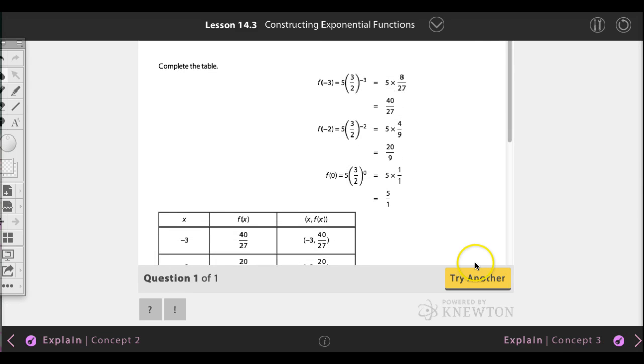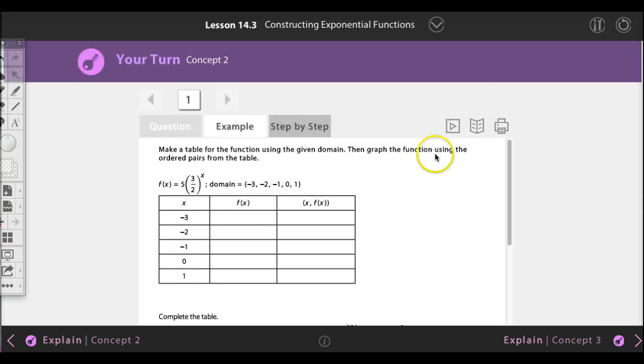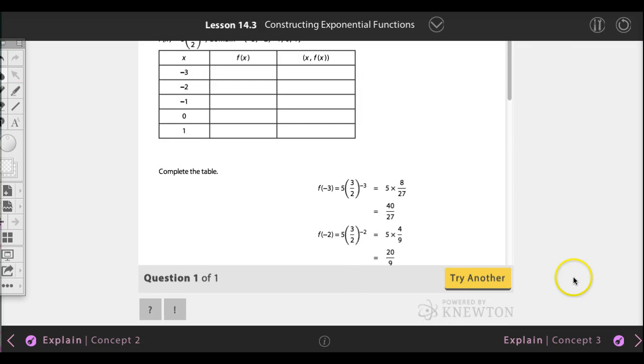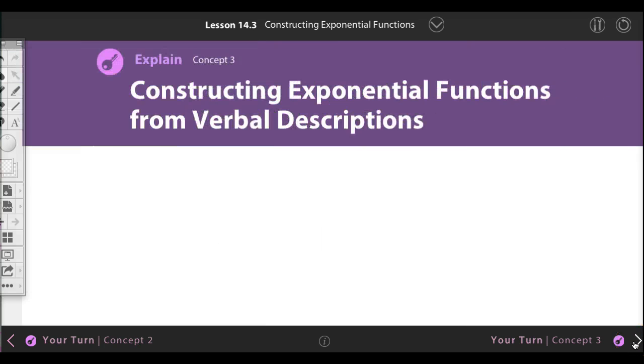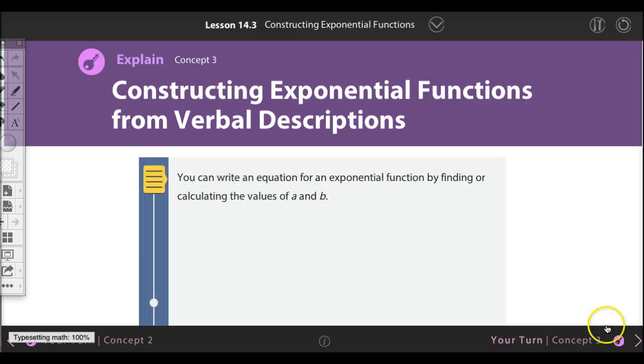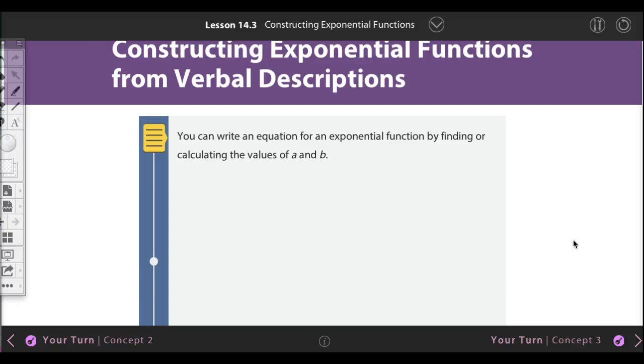So we're just gonna move on. This is gonna be very painful for you guys trying to graph it, but still, you know, in the end, you'll get it, okay? So don't worry. And I think you have just one more question, okay? So, constructing exponential functions from verbal descriptions.